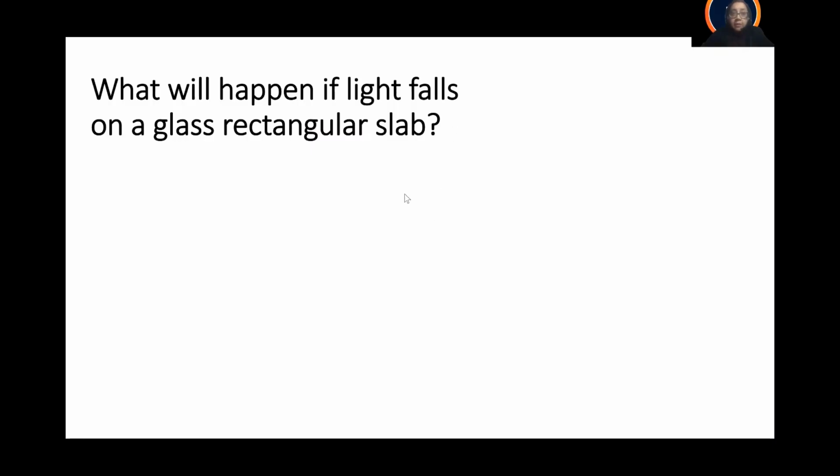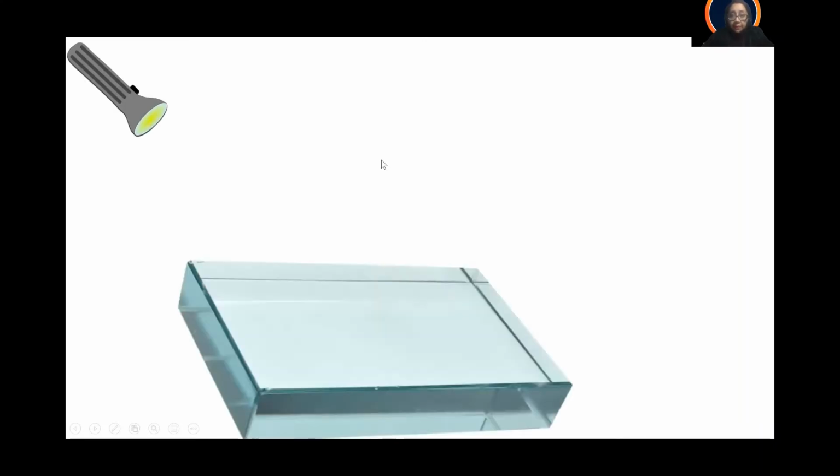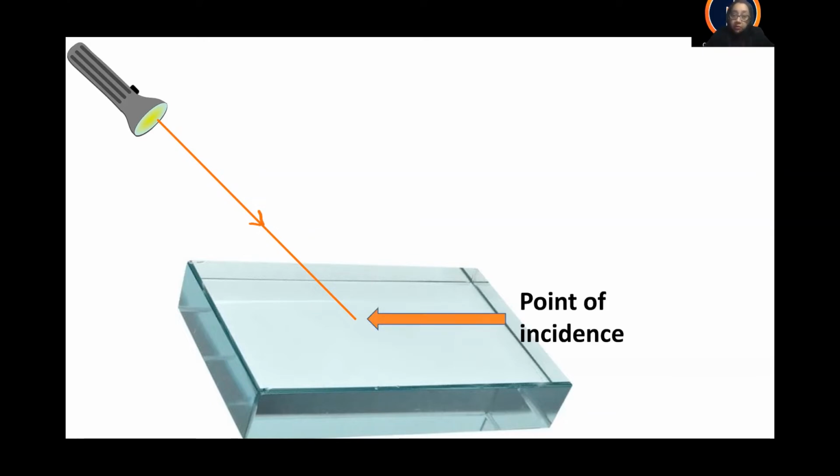Now, what happens if the light falls on a glass or rectangular slab? So, let's take a torch and let's take a glass rectangular slab. So, let me remind you that a beam of light is composed of a group of rays of light. But for simplicity, we'll consider only one ray of light. So, let the ray of light from the torch strike the glass rectangular slab. This point where it strikes the glass rectangular slab, we call the point of incidence.